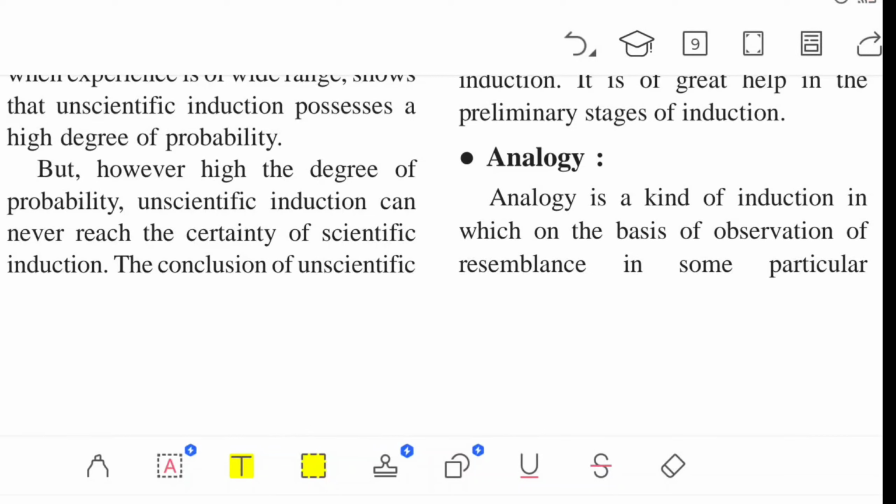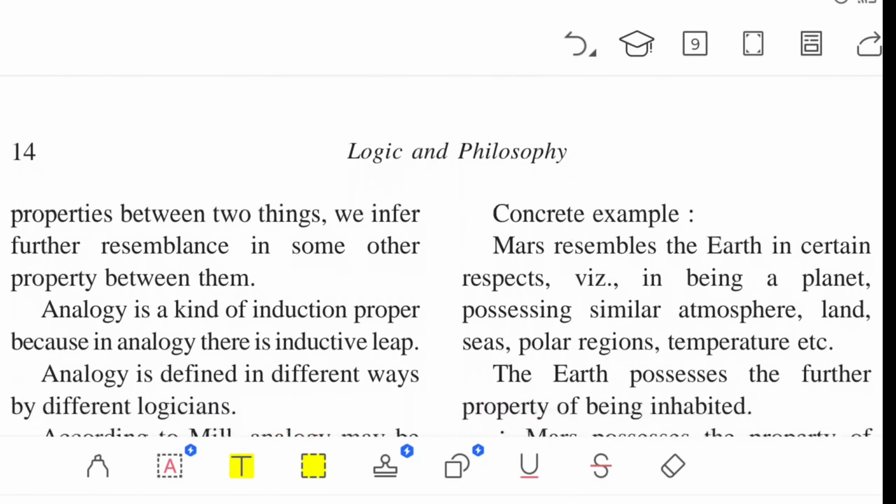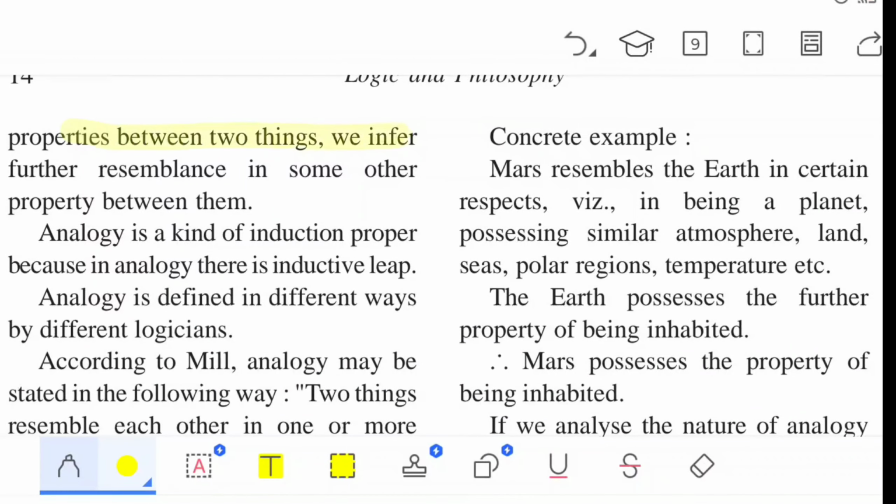Now let's come to the third kind or type, that is analogy. Analogy is a kind of induction in which on the basis of observation of resemblance in some particular properties between two things, we infer further resemblance in some other property between them. যদি দুটা বস্তুৰ মাজত আমি কিবা কিবি resemblance পালো তেনেহলে সেই বস্তুটোৰ বেলেগ বেলেগ property আছে সেই propertyখিনিতো resemblance থাকিব বুলি আমি এটা guess কৰি লওঁ তাকে analogy বুলি কয়.